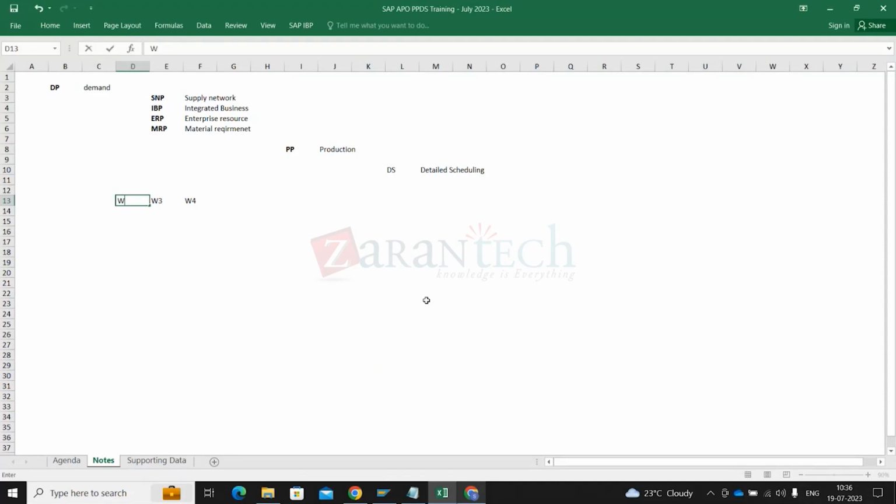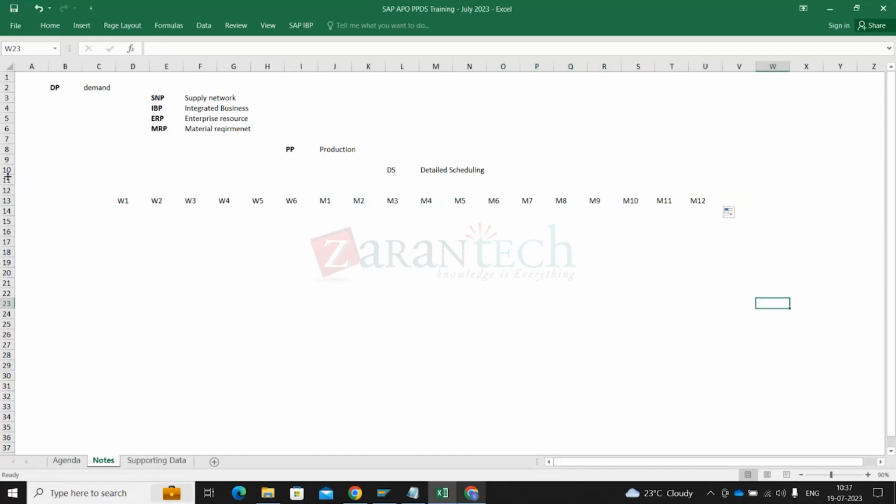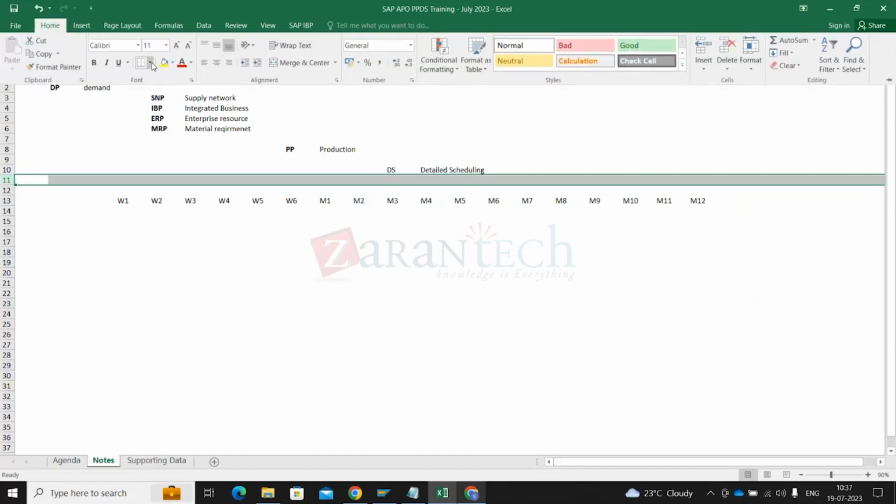Week 1 and week 2, why capital? Week 1, week 2, week 3, week 4, week 5, and week 6. Okay. And after that, I'll just go into month 1, month 2, month 3, month 4. Say it is a 12-month horizon that I am going to plan. Okay. Let me separate this out.